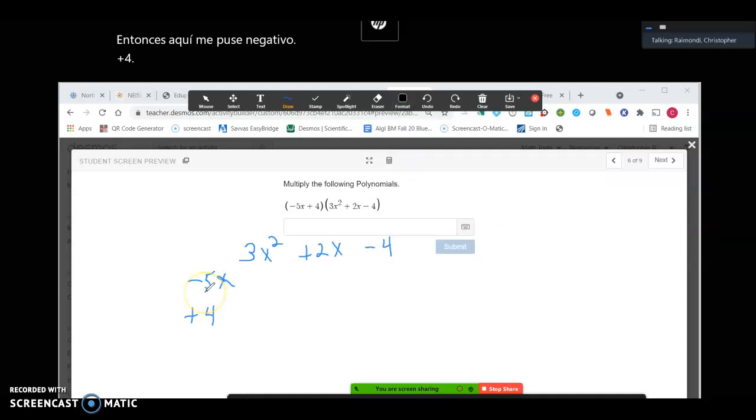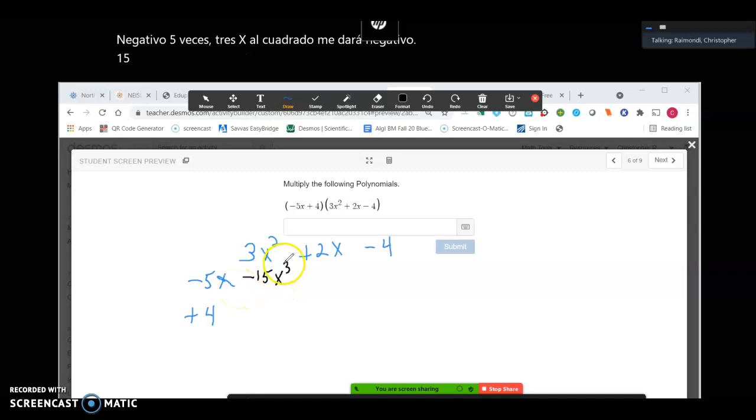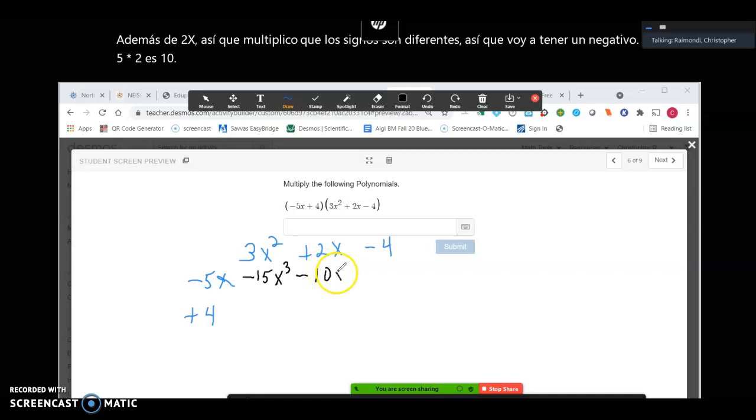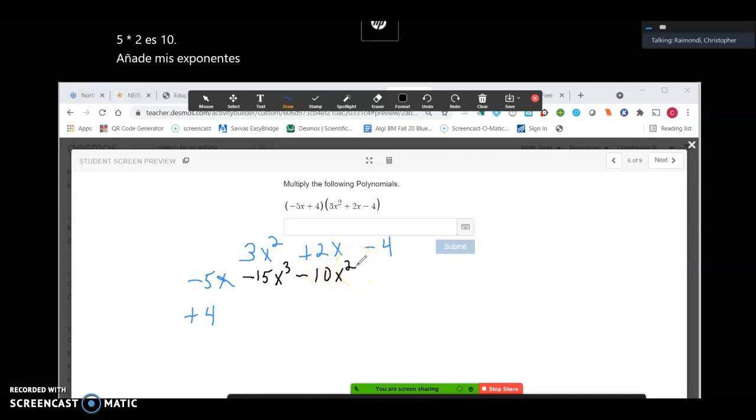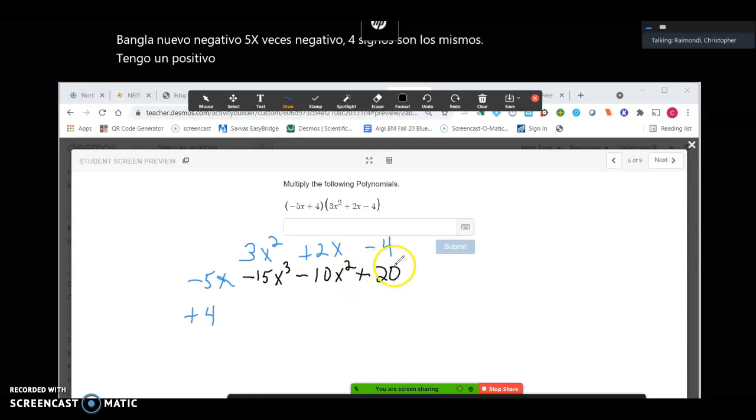Negative 5x times 3x squared will give me negative 15. Add my exponents, it'd be x to the third. Now I'm going to do negative 5x times plus 2x. So I'll multiply that. Signs are different, so I'm going to have a negative. 5 times 2 is 10. Add my exponents, I get x squared. Now I'm going to do negative 5x times negative 4. Signs are the same. So I get a positive. 5 times 4 is 20. X.